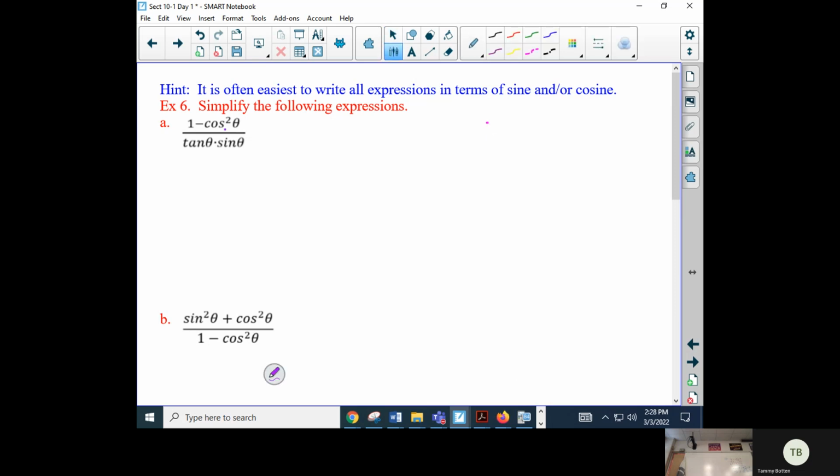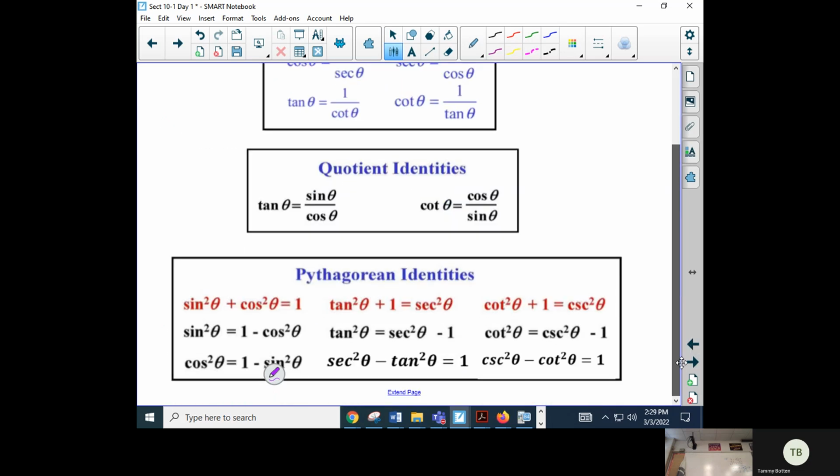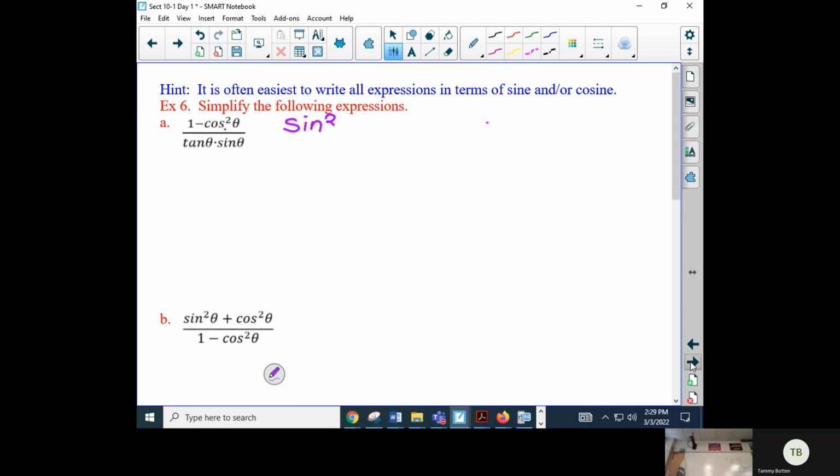Okay, how can I write 1 minus cosine squared? Sine squared. Do you guys understand that? 1 minus cosine squared is right here, and it's sine squared, okay? Then tangent, how can you write tangent in terms of sine and cosine? Sine over cosine. Sine over cosine. And then we still have on the bottom that sine.